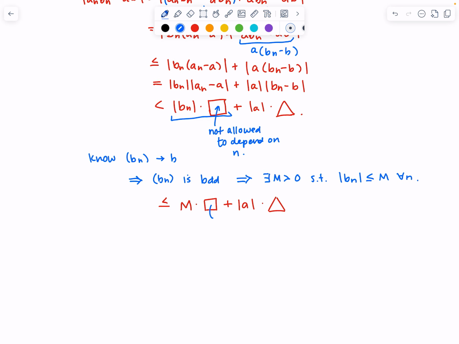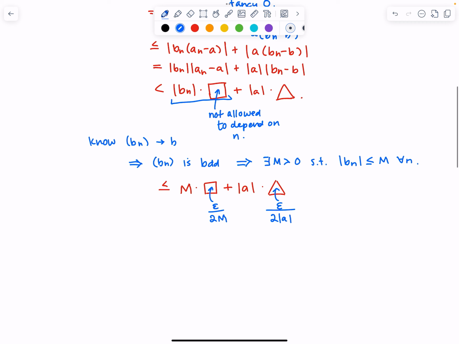So now it seems like what I would want to put in here would be epsilon over 2 times m, and then in here I would put epsilon over 2 times absolute value a. Now epsilon over 2 times m is valid because m is positive, so that whole number overall is a positive real number. But the issue that I have here with having absolute value a in the denominator is, what if a equals 0? So now that's telling me I got to do cases.